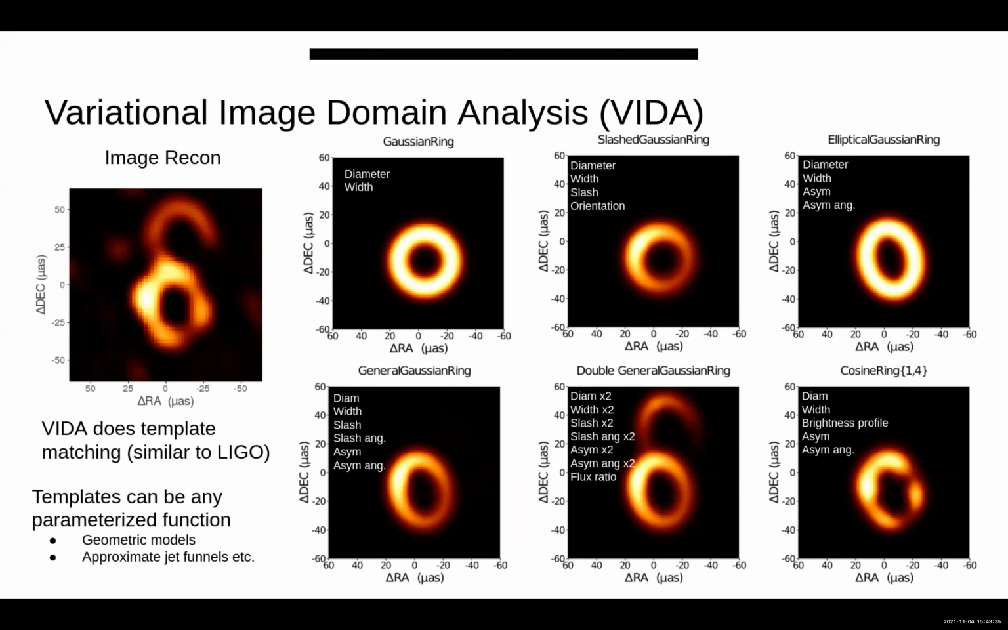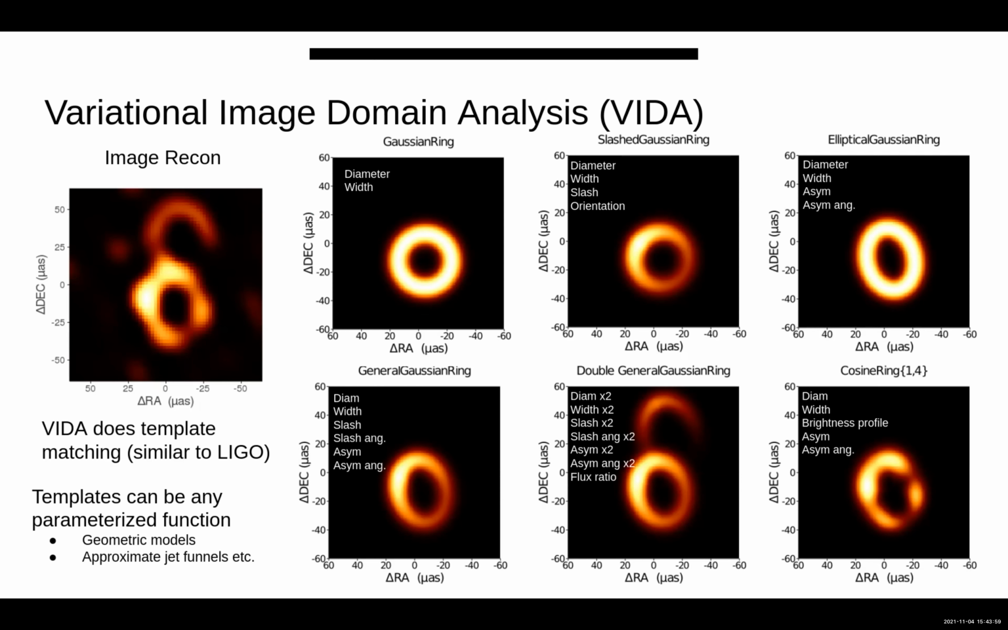If you're just interested in the diameter and the width, you can fit a Gaussian ring to it and get this result. If you're interested in just a general brightness asymmetry, you can fit something with a slash. You can also fit something with asymmetry, maybe asymmetry and slash. If you really think the second ring-like feature is important and you want to characterize it, you can fit 2 rings, and you can fit this bumpy profile as well.